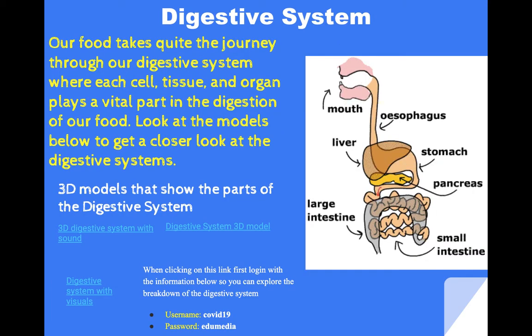Our food takes quite the journey through our digestive system, where each cell, tissue, and organ plays a vital part in the digestion of our food. If you get the chance to get on these slides, there are some cool 3D models to show you what those parts of the digestive system look like.